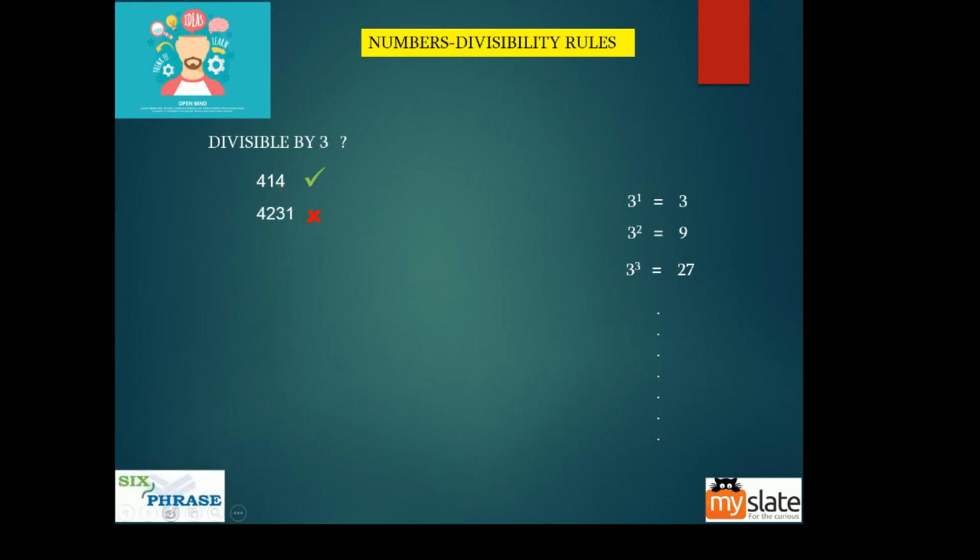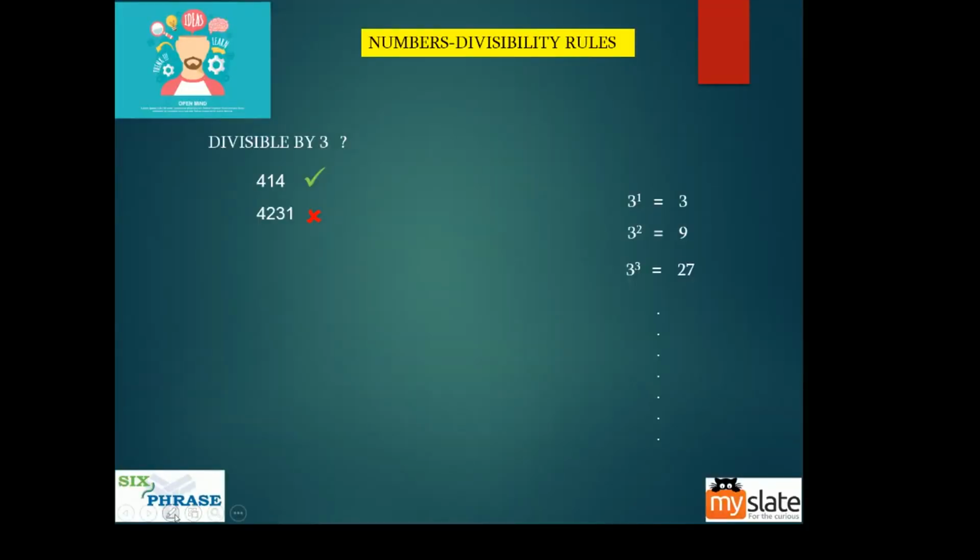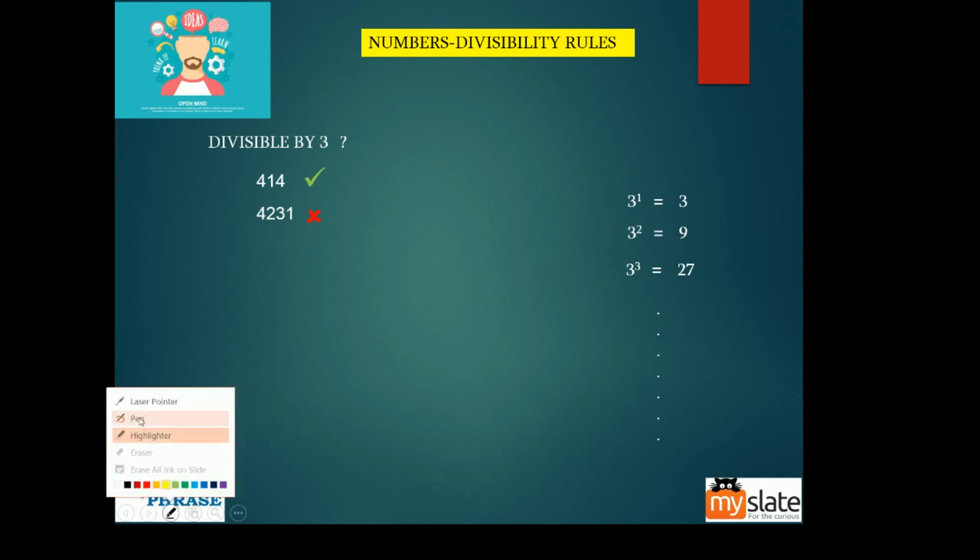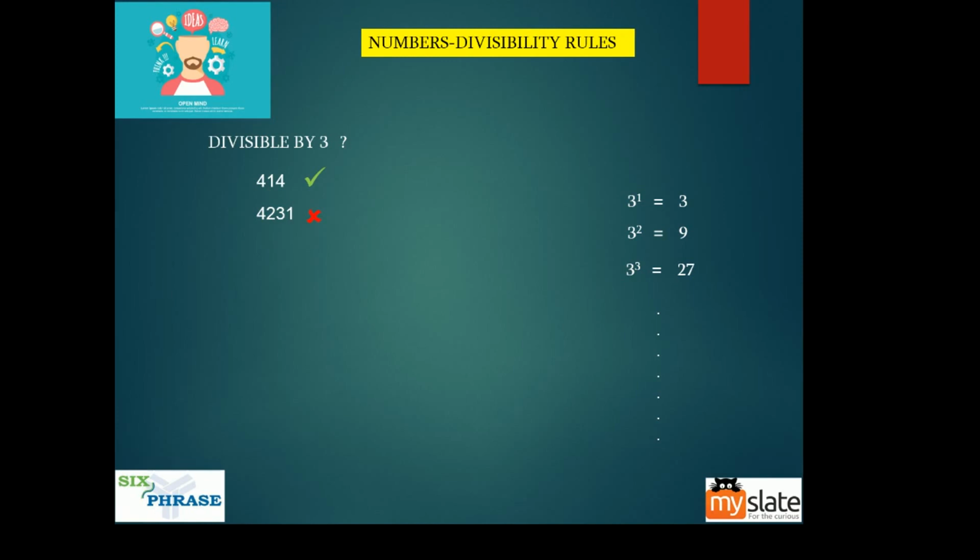Now the way you do the divisibility check for 3, 9, 27 is all the same. So that is why 3 power 1 is 3, 3 square is 9, 3 cube is 27.